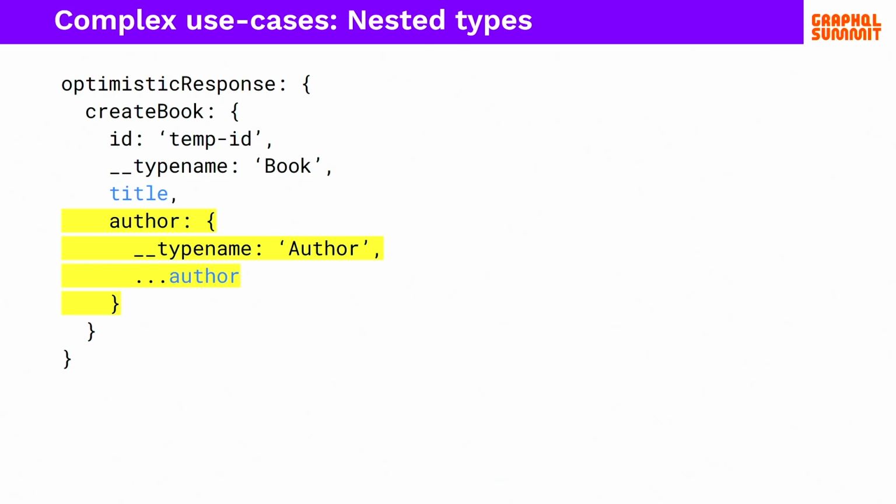So here we're just adding in that author property. And what you'll see is that just like with the book, we need to provide at a minimum the ID and the type name properties. And so with this one, we have a type name of author because that's what we put in our schema. And then we're just adding in the rest of the author fields, which you would assume includes the ID. And if it's a new author when it's being created, then we would include a temporary ID, just like we did for the book.